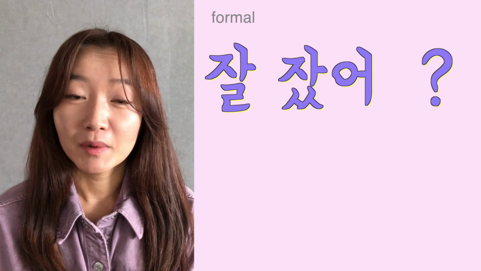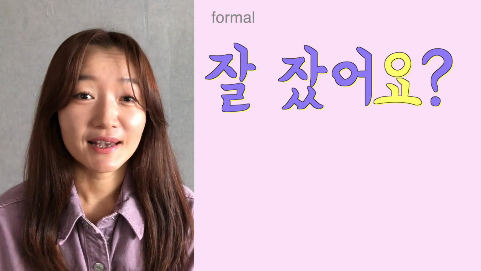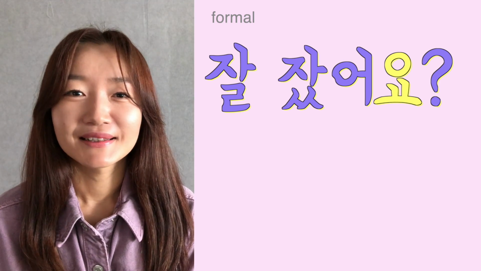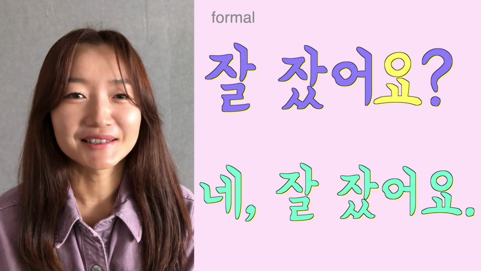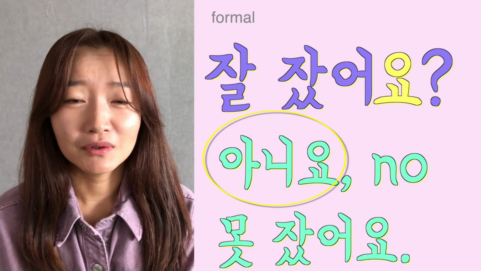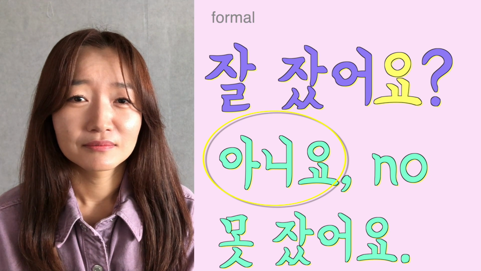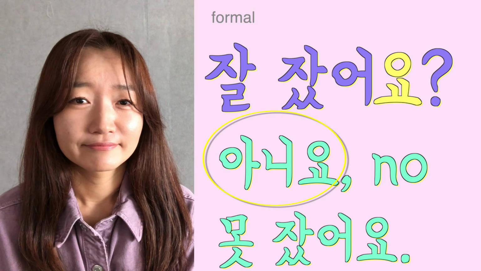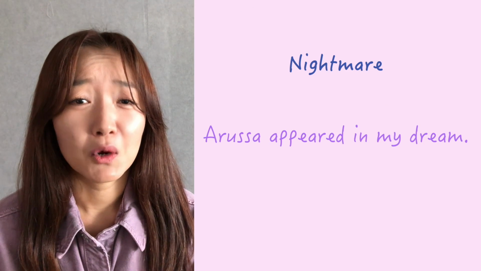You want to make it formal? Add 요. 잘 잤어요? 네, 잘 잤어요. 아니요, 못 잤어요. Bad dreams, 악몽 꿨어요. 아루싸가 꿈에 나왔어요.